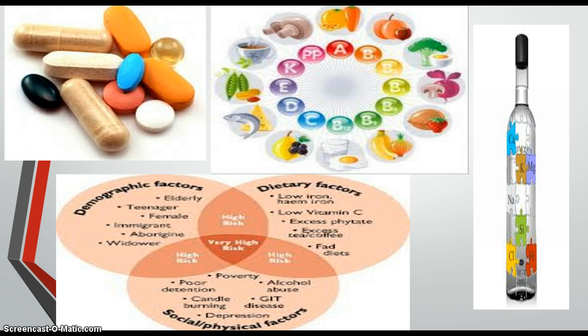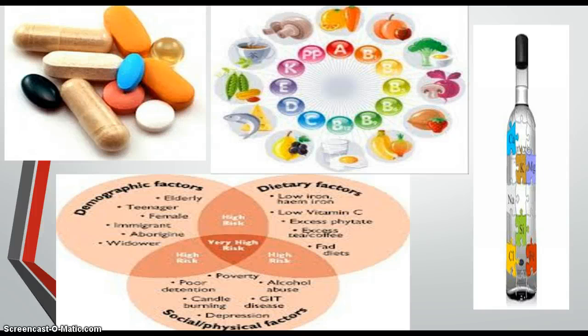This picture just gives you some examples, shows you some pictures of vitamins, and also does, with the circles down here, demographic factors like being elderly, teenager, female, immigrants, aborigine origin, or a widower. And then dietary factors such as low iron, low vitamin C, excess phytate, excess tea or coffee, and fad diets. And then social and physical factors such as poverty, poor dentition, alcohol abuse, gastrointestinal disease, candle burning, and depression.